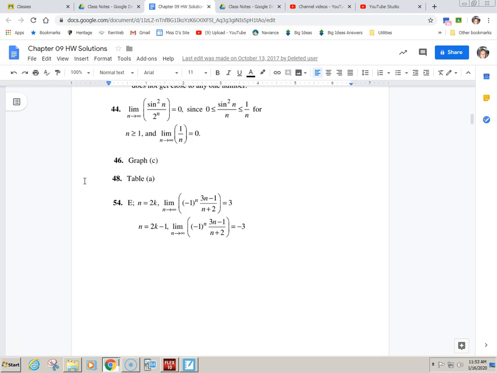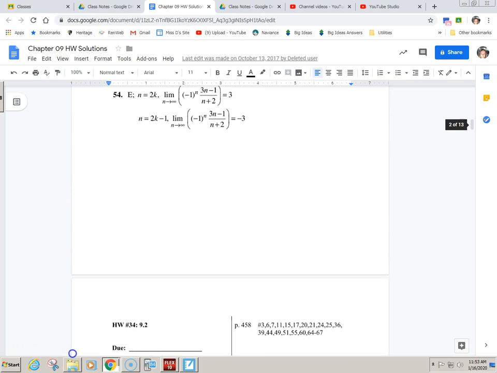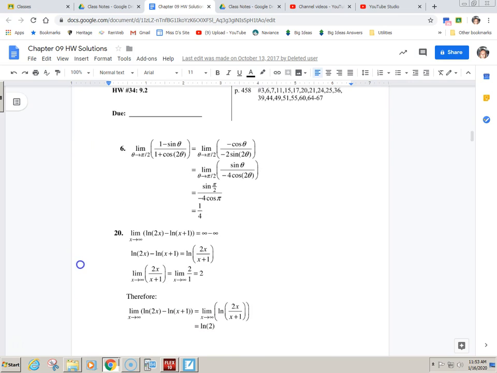Muy interesante. Anyway, we have graph C, we have table A, and then we have E. I think that's a typo. Anyway, section 9.2, we ready? You can stop me if you're not.